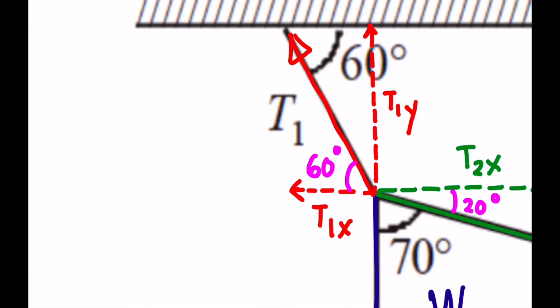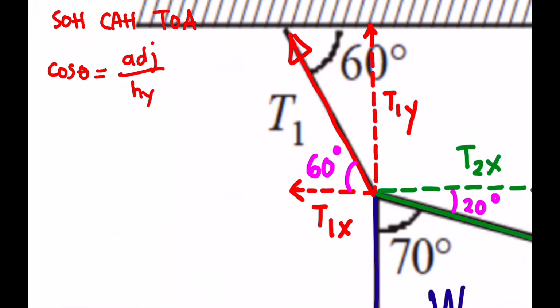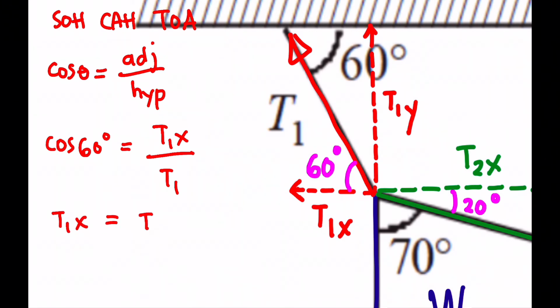So by virtue of SOHCAHTOA, we can say that cosine of the angle is equal to the adjacent side over the hypotenuse, and our angle would be equal to 60 degrees. That's cosine of 60 degrees is equal to the adjacent side of that 60 degrees, which is our T1x. So we will have T1x divided by the hypotenuse. In this case, that is our T1. So that will be T1. Hence, our T1x is just equal to T1 cosine of 60 degrees.